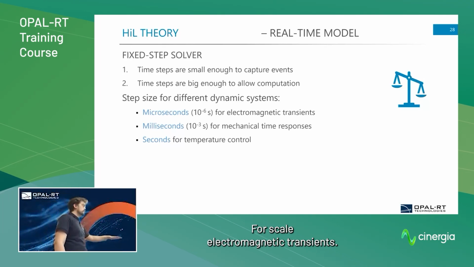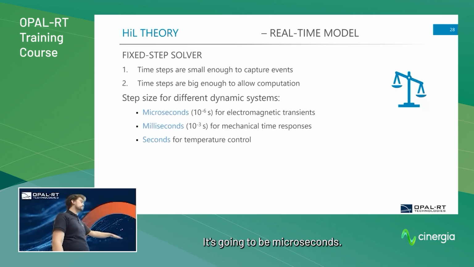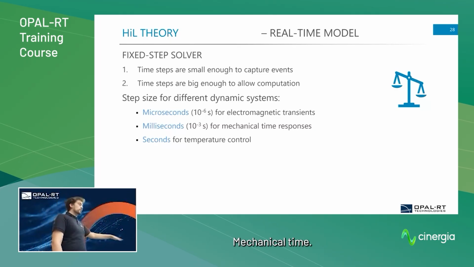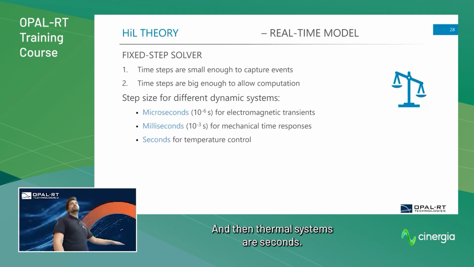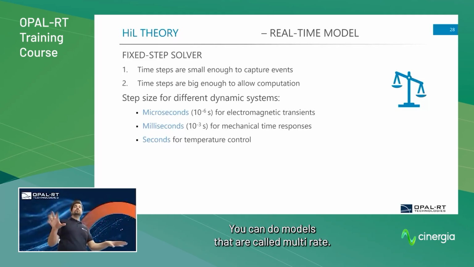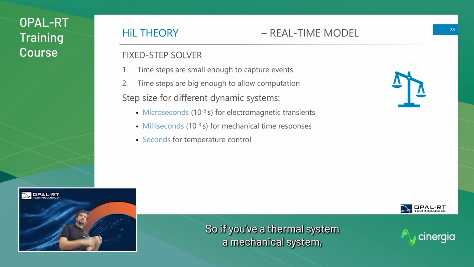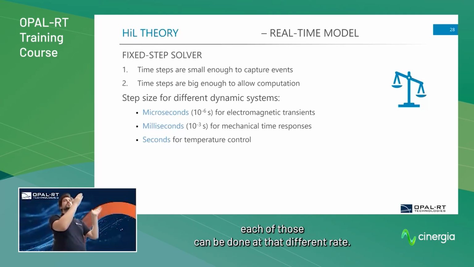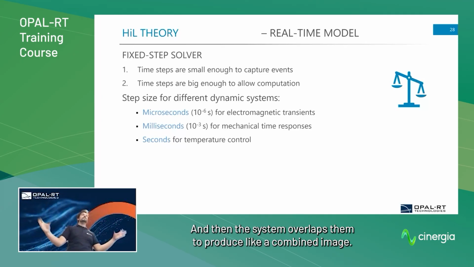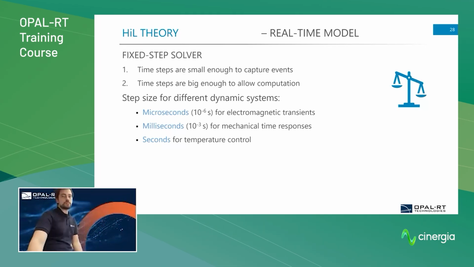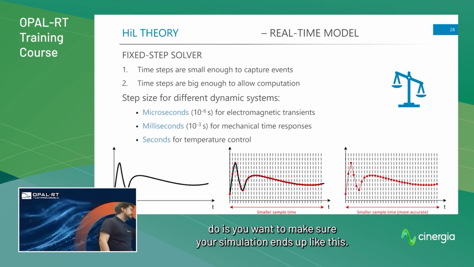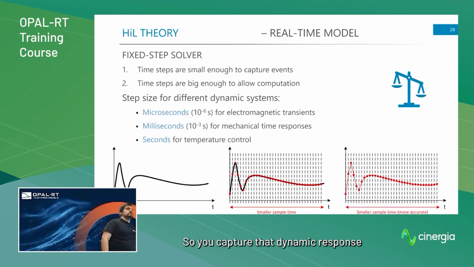For scale, electromagnetic transients, it's going to be microseconds. You might even have nanoseconds. Mechanical time, it's going to be in the milliseconds, and then thermal systems are seconds. You can do models that are called multi-rate. So if you have a thermal system, a mechanical system, an electromagnetic system, and then power electronics, each of those can be done at a different rate. And then the system overlaps them to produce a combined image. And so what you want to do is make sure your simulation ends up like this, so you capture that dynamic response accurately.